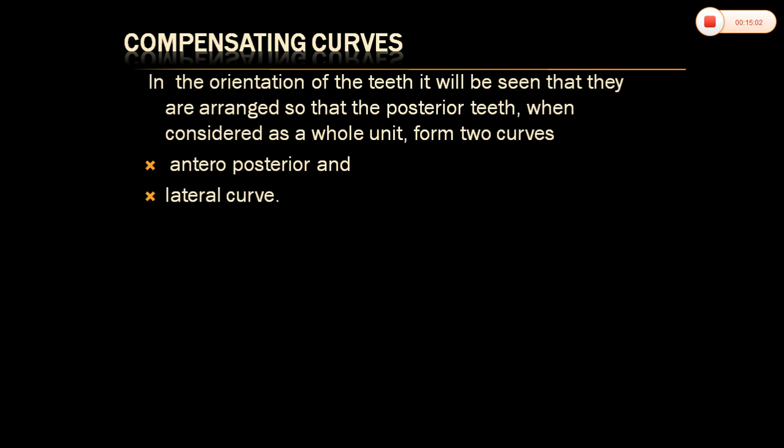Now coming to the compensating curves, a brief discussion. These compensating curves will be discussed in your occlusion class. These compensating curves should be established, and they are the anterior posterior curves and the lateral curves. In the orientation of the teeth, the posterior teeth, when considered as a whole unit, form two curves, the anterior posterior curve and the lateral curve. The curve of Spee is the anterior posterior curve, and the curve of Wilson is the mediolateral curve.